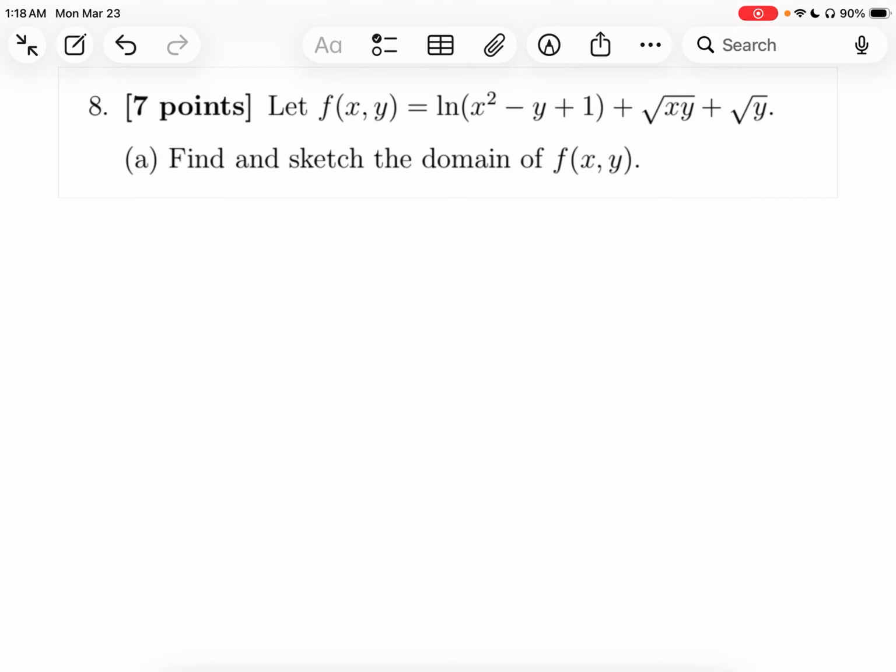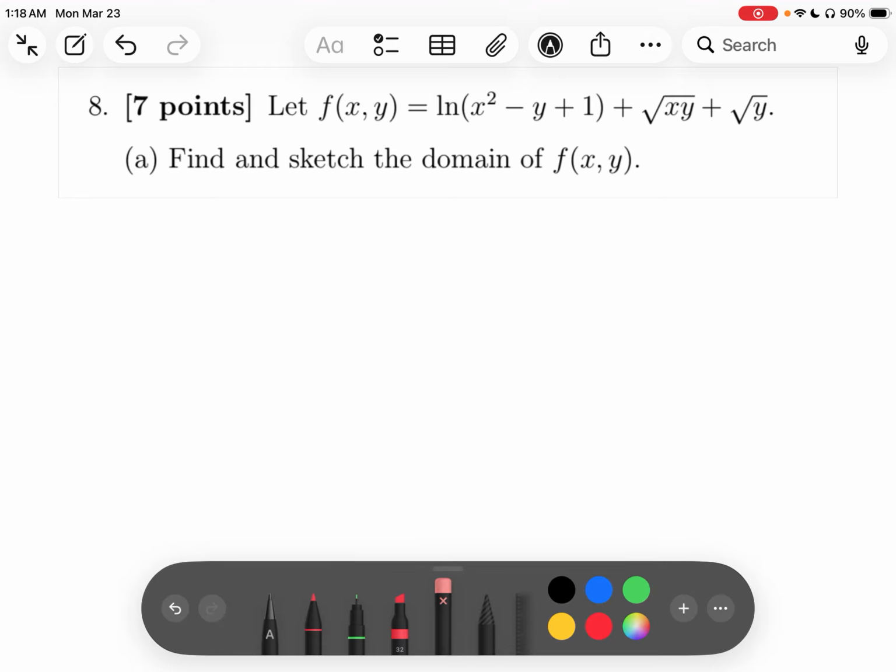In this question, we need to find the domain of f. F is a function of x and y, so we need to find all the values of x and y where the function exists. This function is composed of ln and square root functions, so we need to consider those functions.